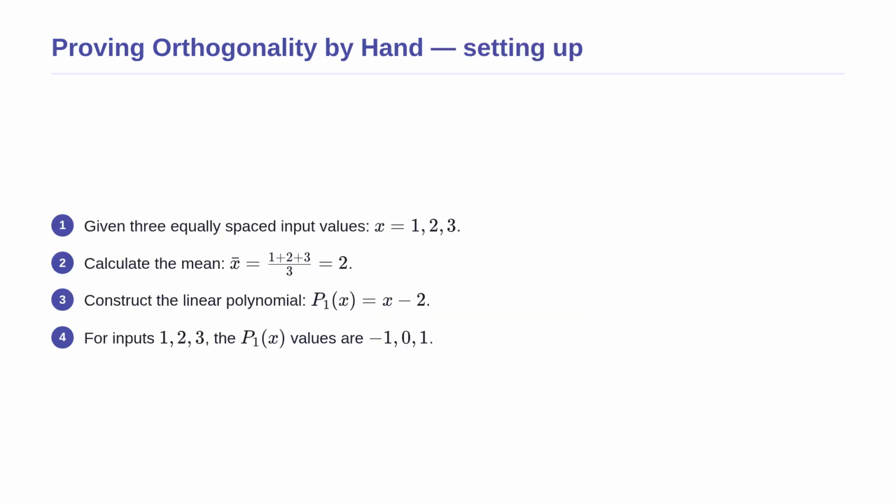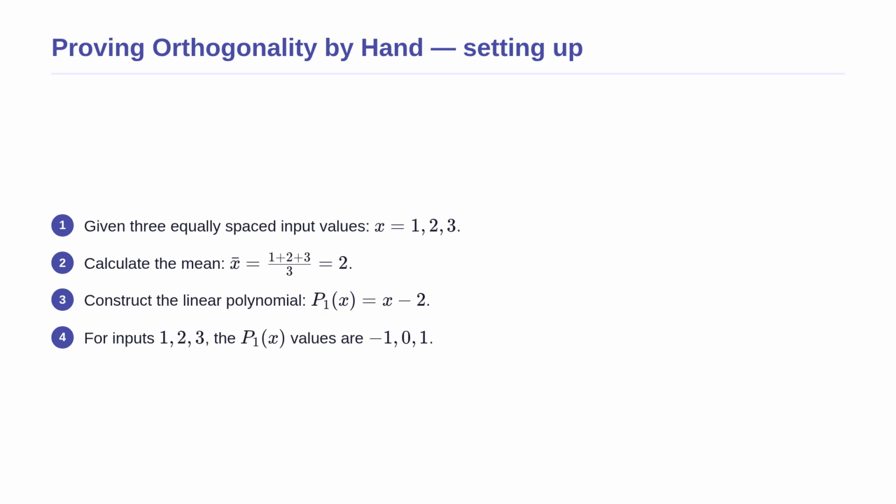Before we move on, let us see this with a concrete example. Suppose we have a simple experiment with 3 equally spaced input values, x equals 1, 2, and 3. We want to construct the linear and quadratic orthogonal polynomials and prove they are independent.